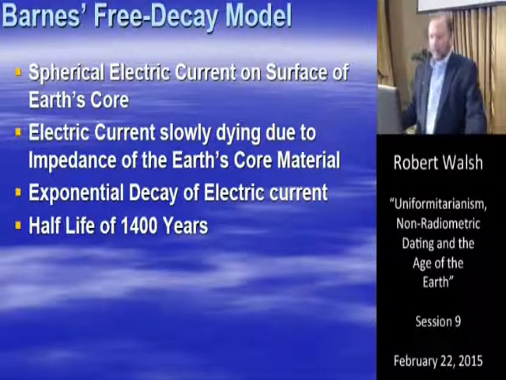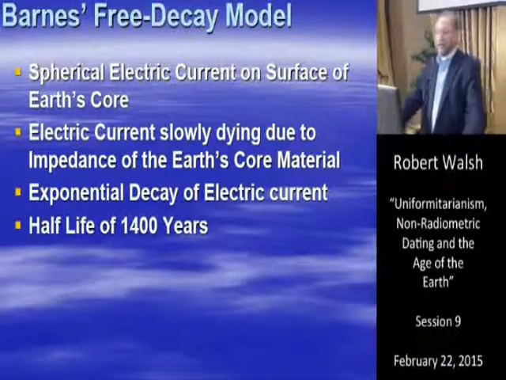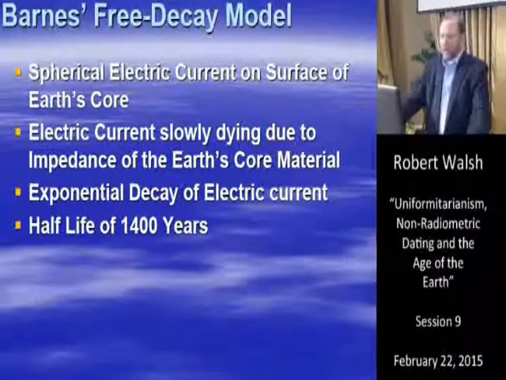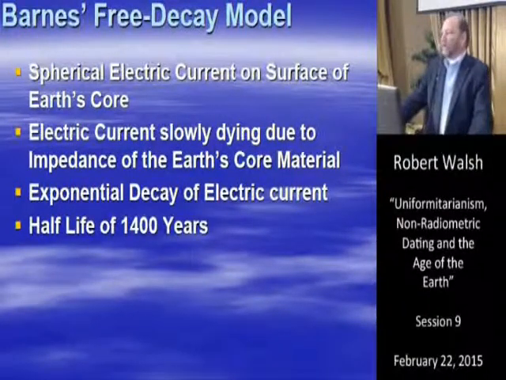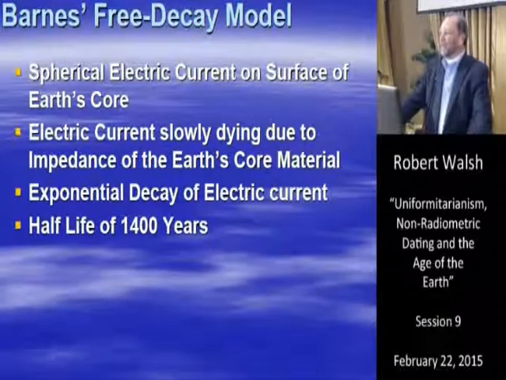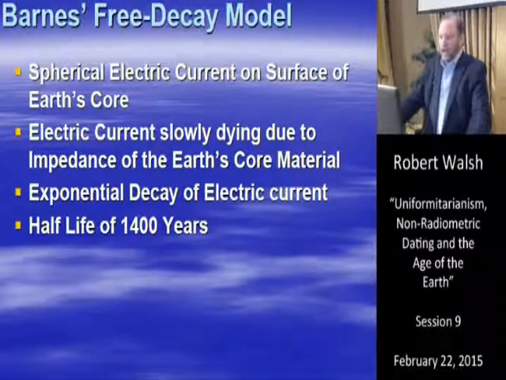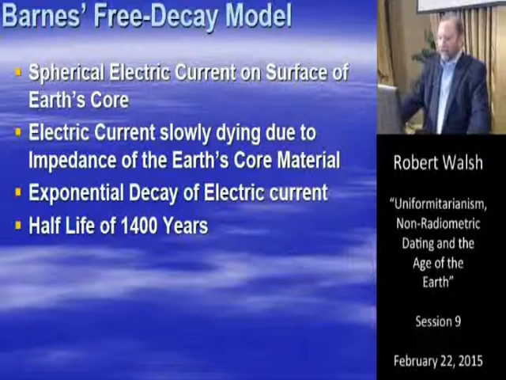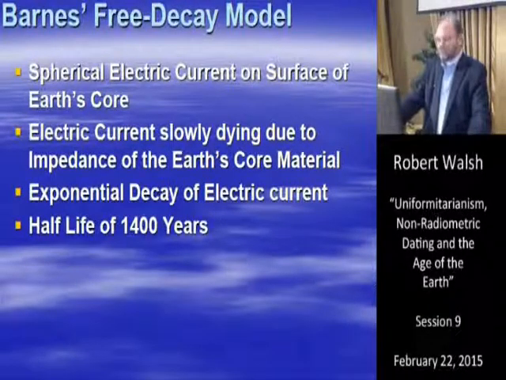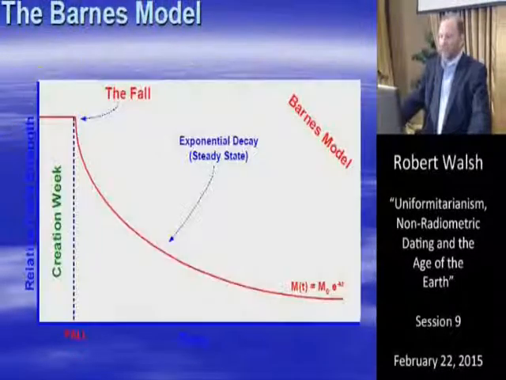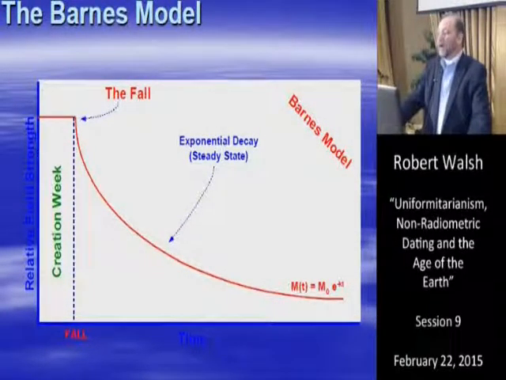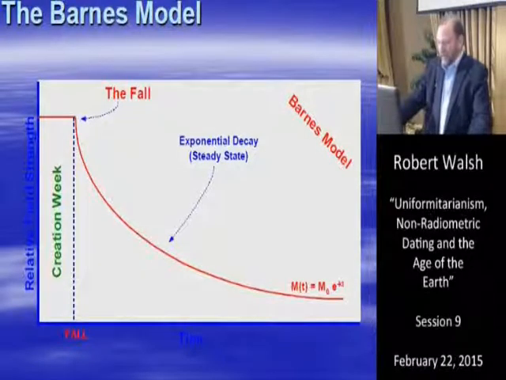Barnes's model then, his creation model for the magnetic field of the Earth, what he argues is that when the fall occurred, the magnetic field began to decrease. Okay? And it began to decrease in this exponential way down to the present day value. And the equation for that curve is what you see there.